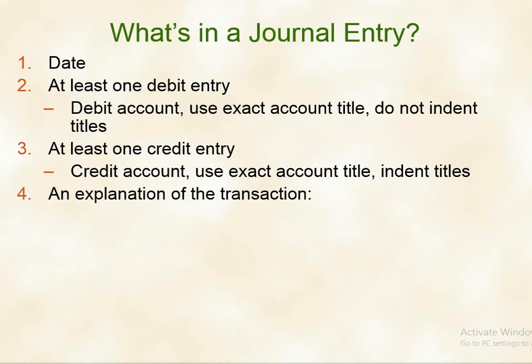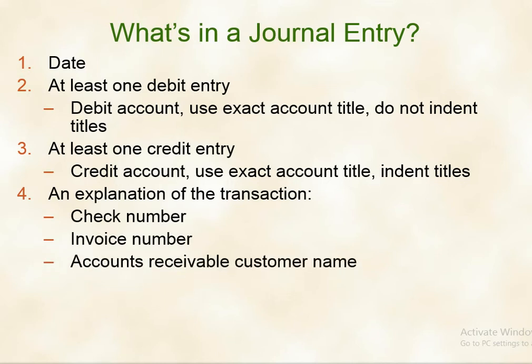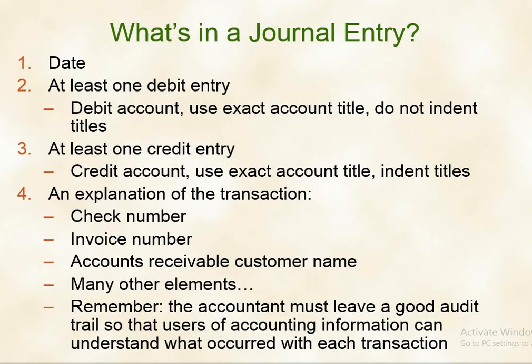An explanation of the transaction is necessary. A very good and small explanation with your transaction is necessary. Your transaction must be followed by a small explanation in order to tell the reader or the auditor what you are going to record in your journal. Check number, invoice numbers are necessary. For accounts receivable, the customer name is necessary, whom you are dealing with. Many other elements. Remember, the accountant must leave a good audit trail so that users of accounting information can understand what occurred with each transaction.